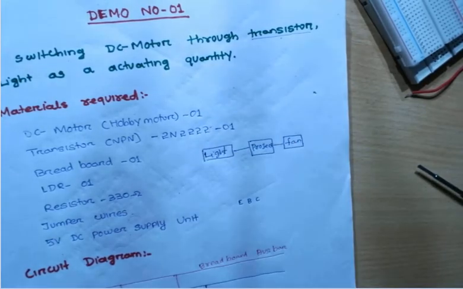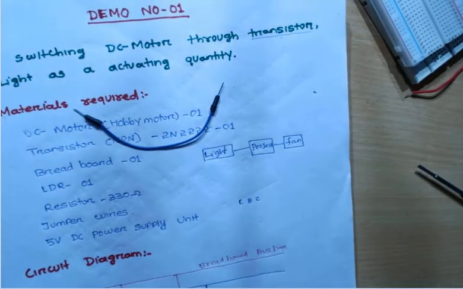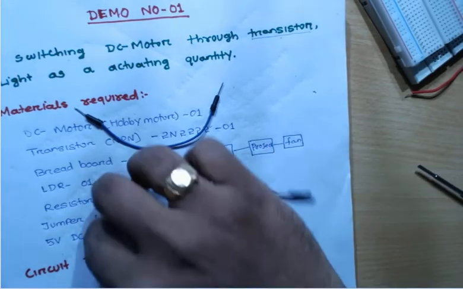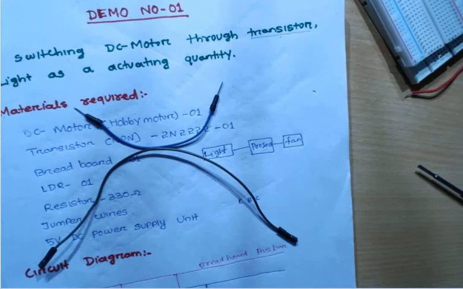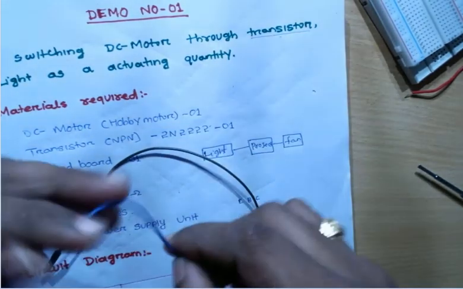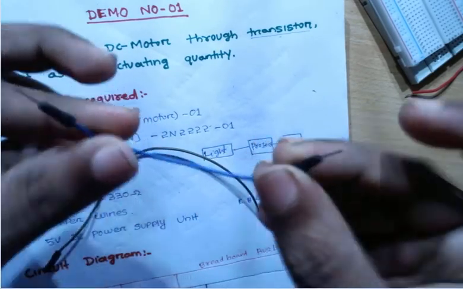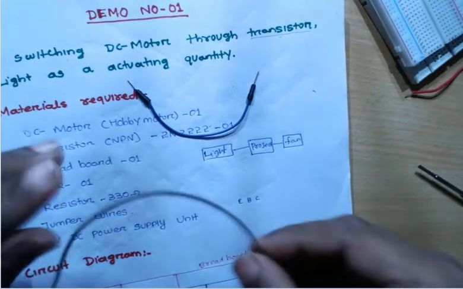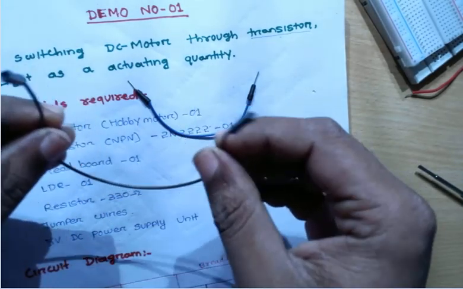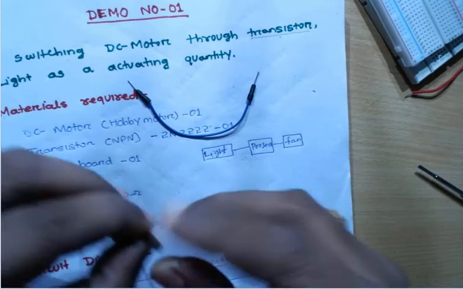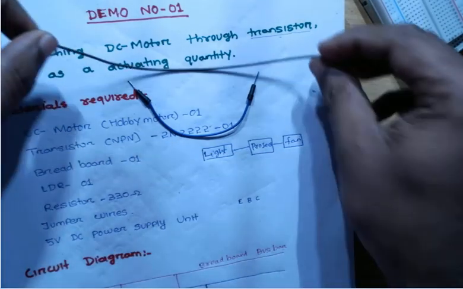Next, we'll go to the jumper wires. I have this kind, you can see this blue color, and another one. What is the difference between these jumper wires? The first one is a male to male jumper. But the next jumper is called female to female. There is a hole in that. It is a female to female jumper.